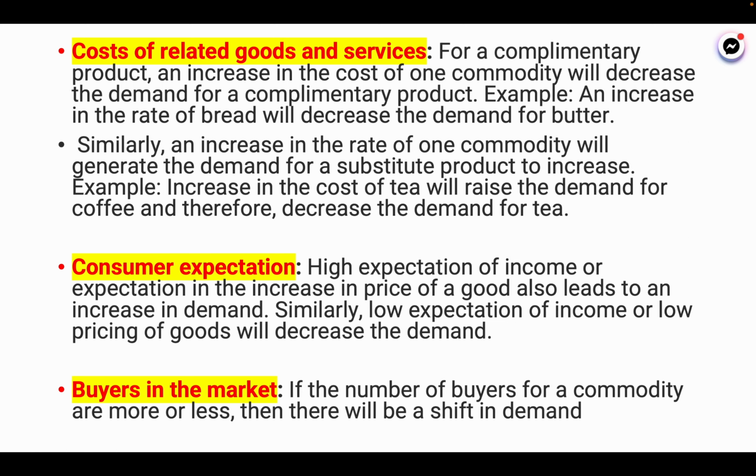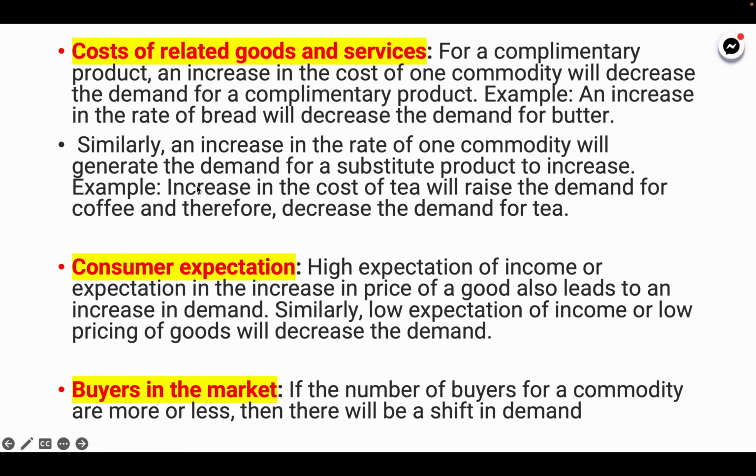As bread gets higher in rate, we stop purchasing bread. So obviously, as we use butter with bread, our demand for butter will also decrease, even though the butter price was similar, just because the bread price got higher and it's related to that good. So here the demand for butter decreases. And similarly, an increase in the rate of any one commodity will cause the demand for a substitute product to increase.